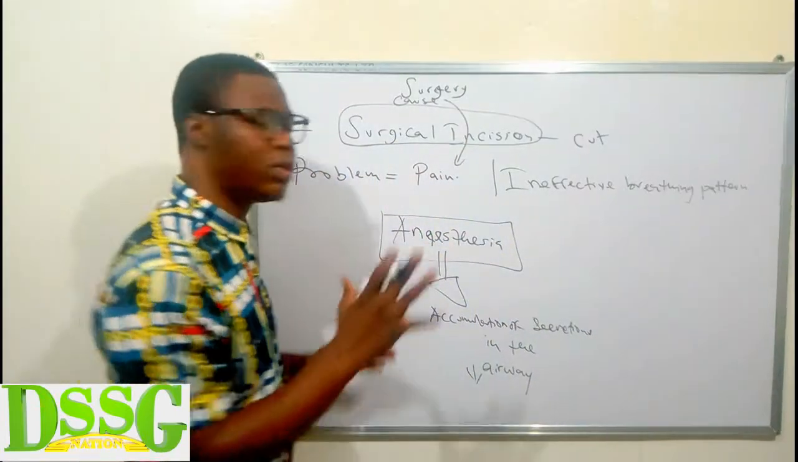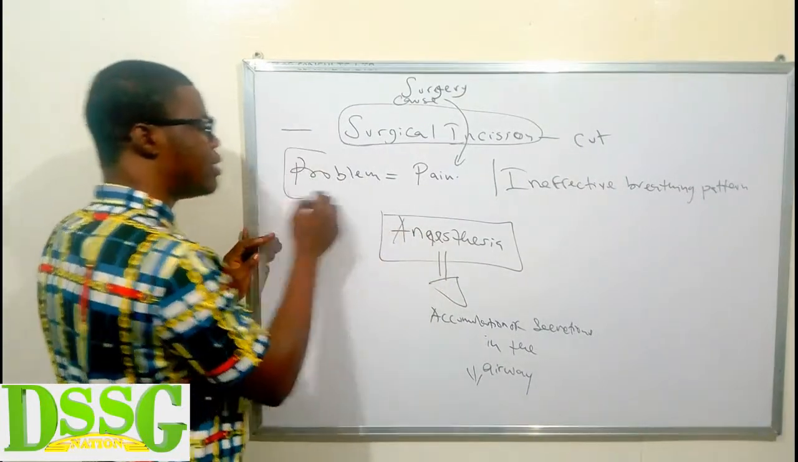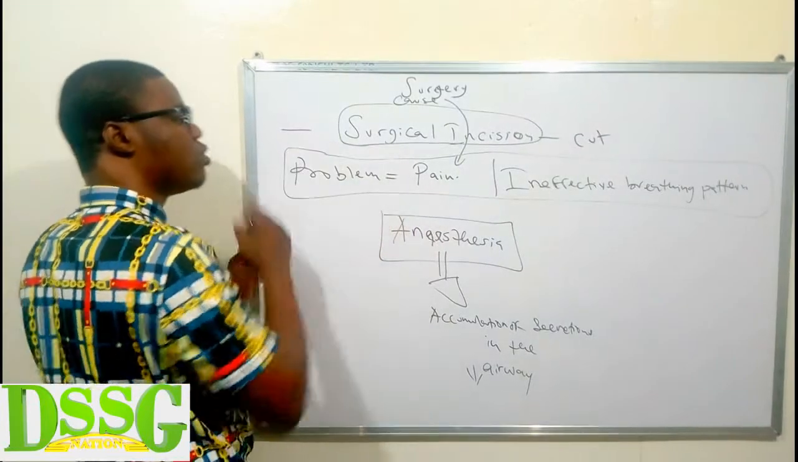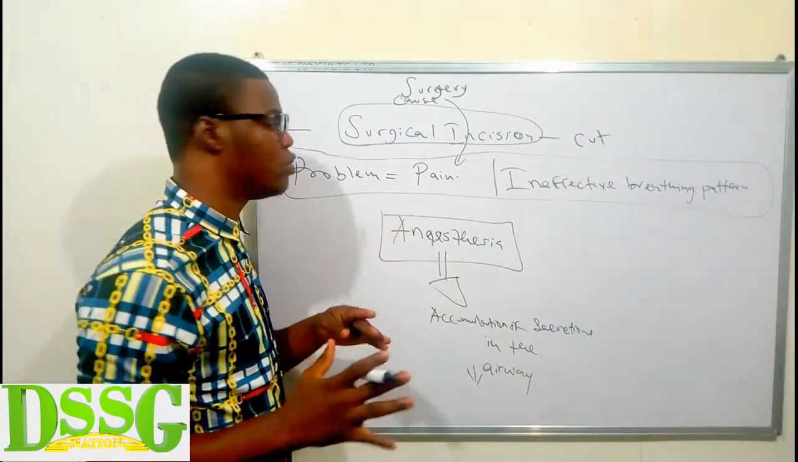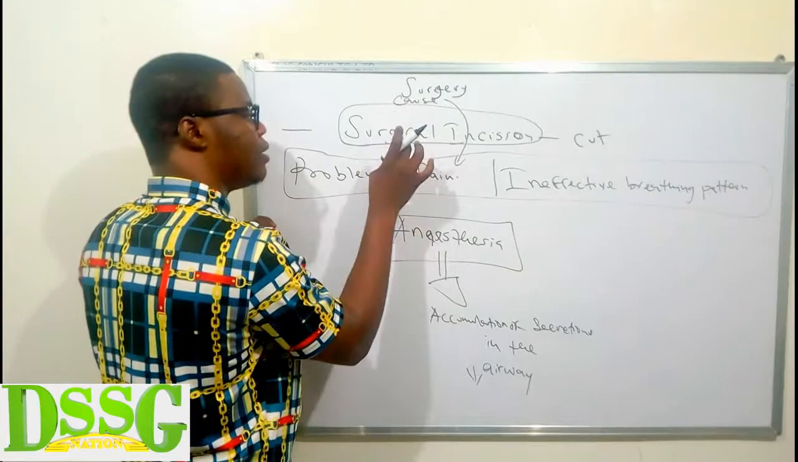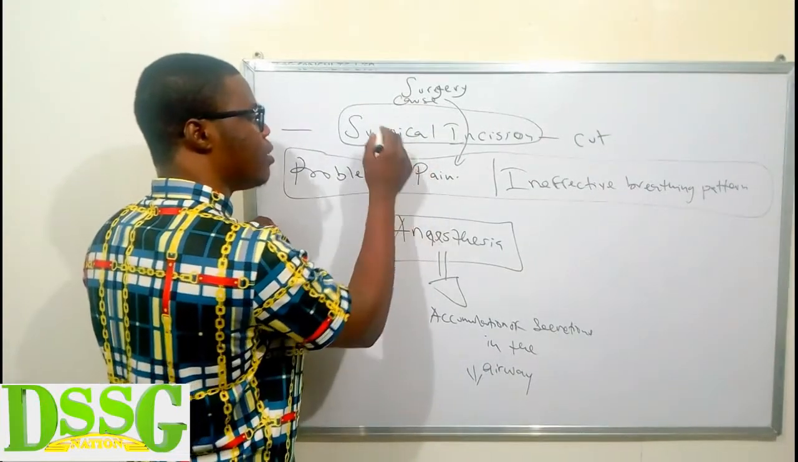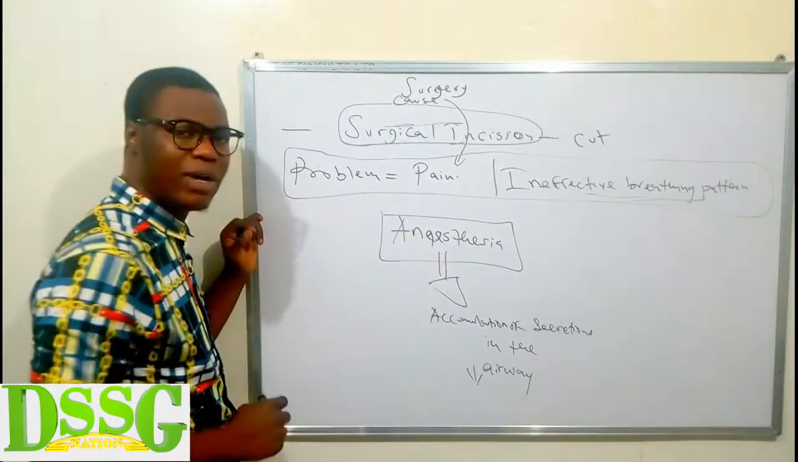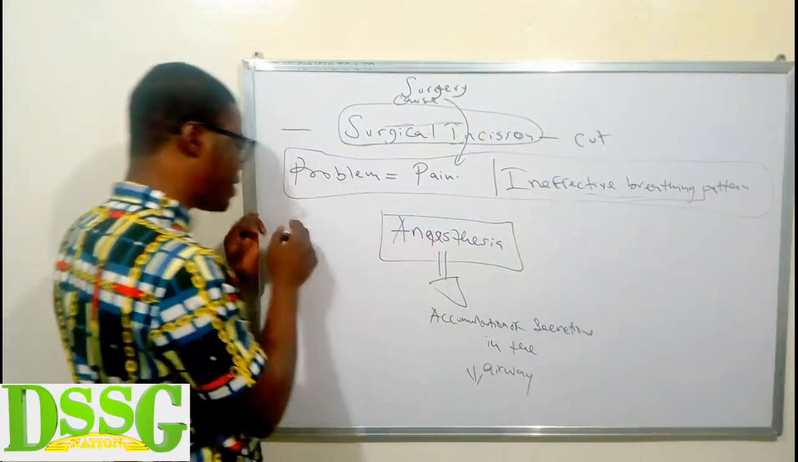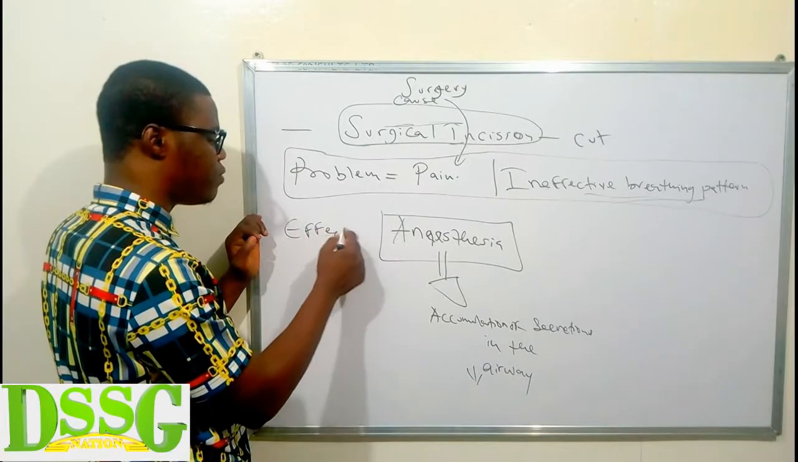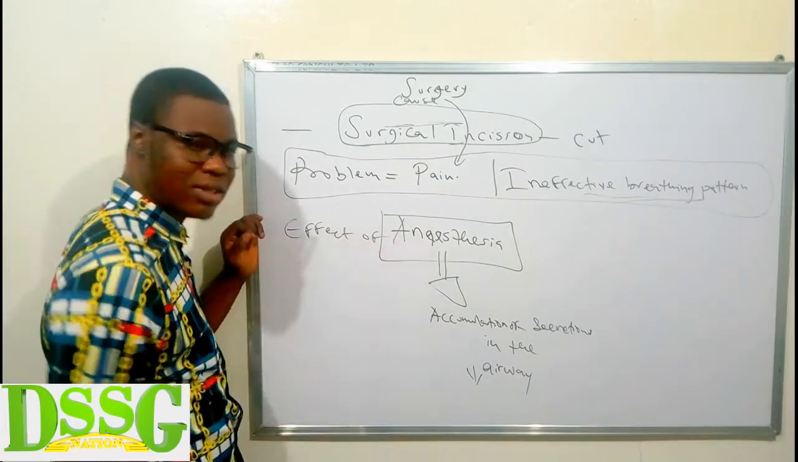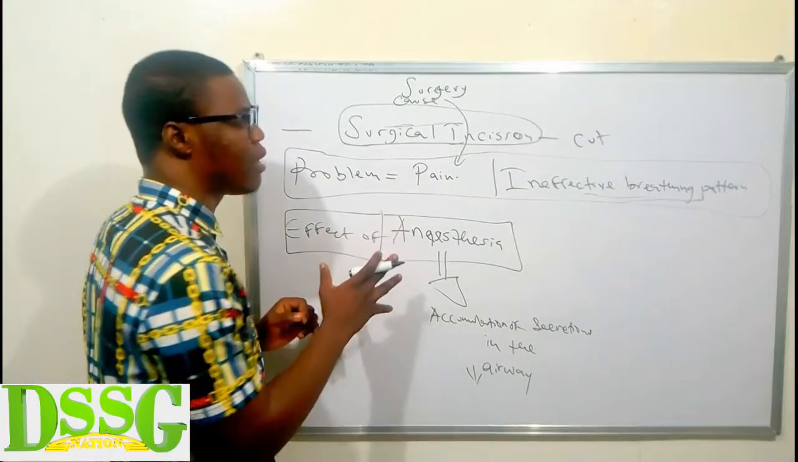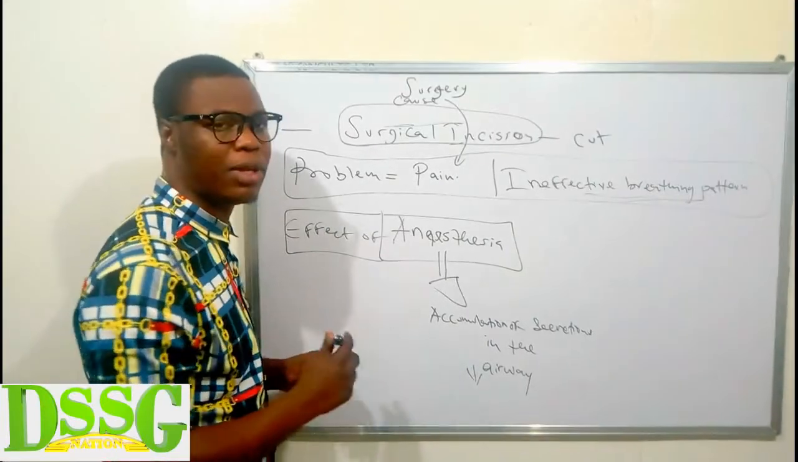Now, if you take a careful look at this, you will realize that all these things are going to be the problems that the person going for surgery is going to have after the surgery. And this pain is caused by what? By the surgical incision. And this ineffective breathing pattern is caused by what? It's caused by the effect of the anesthesia. So now, I'm going to clean this, and then we start drawing the nursing care plan. So stay tuned.